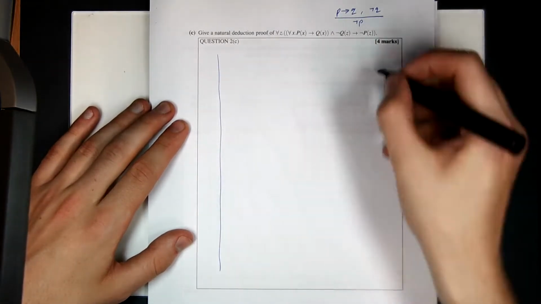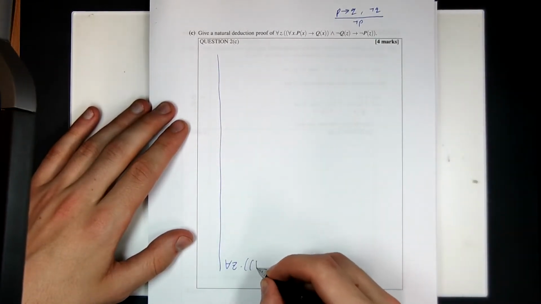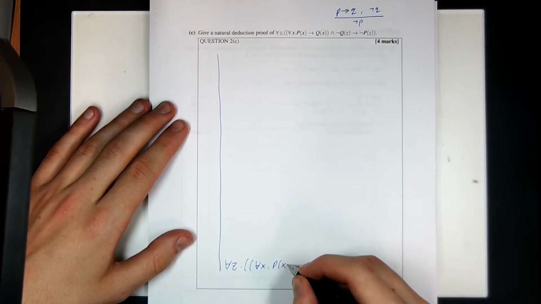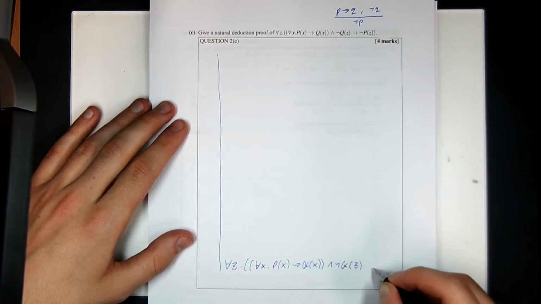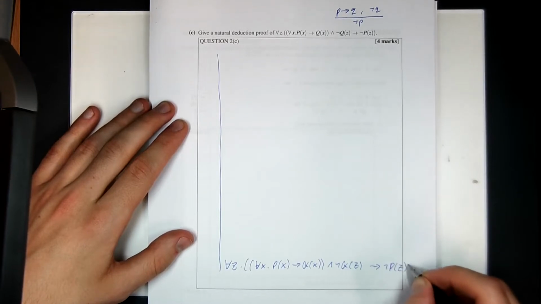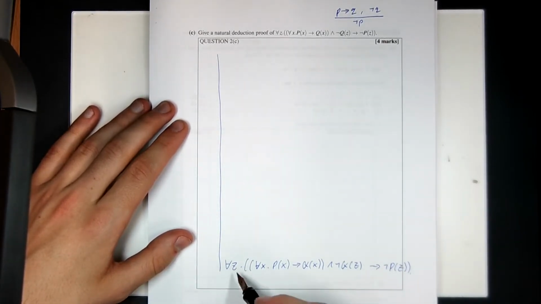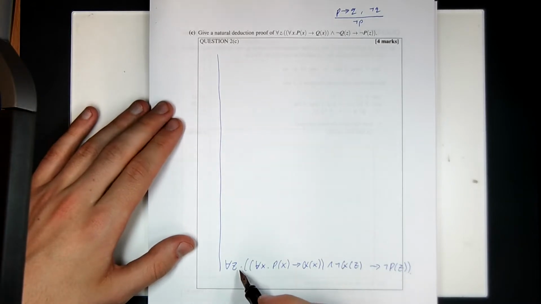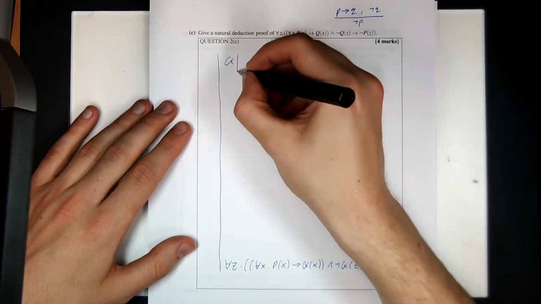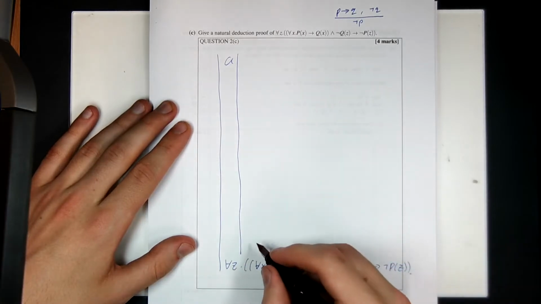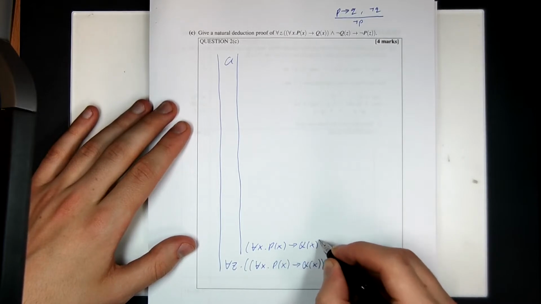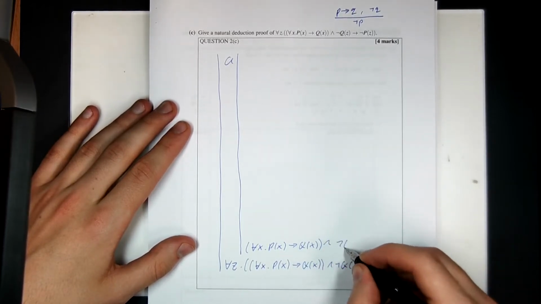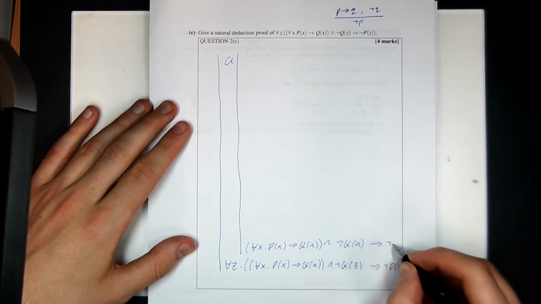So as per usual, we write the goal down the bottom. For all z, for all x, p of x implies q of x, and not q of z implies not p of z. Okay. If we want to prove something with a for all quantifier at the front, we have to try and prove it for an arbitrary a. So we're going to replace all the z's with this arbitrary a. So we want to prove for all x, p of x implies q of x, and not q of a implies not p of a.